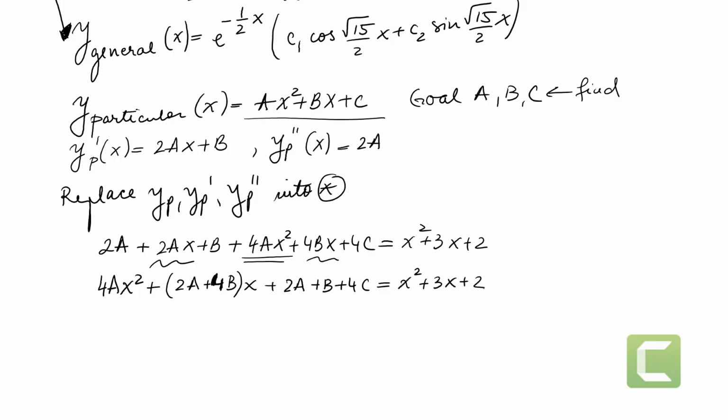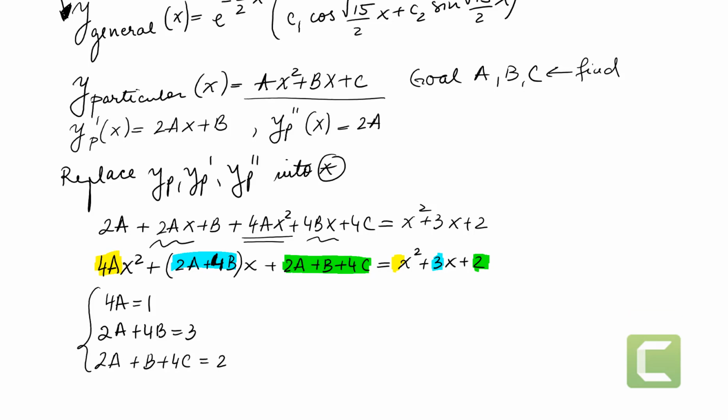When are two equations equal to each other? When their coefficients are equal. So 4a is equal to the coefficient of x squared from the other side, so 4a equals 1. Then 2a plus 4b equals 3, and let's color code it green. And 2a plus b plus 4c is equal to the constant, so 2a plus b plus 4c equals 2.